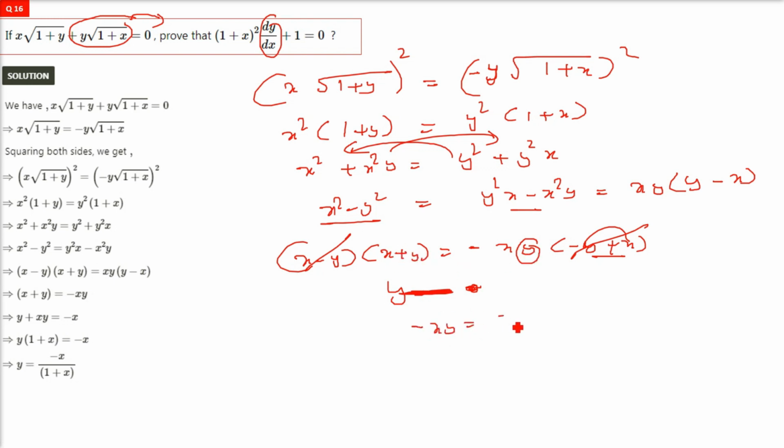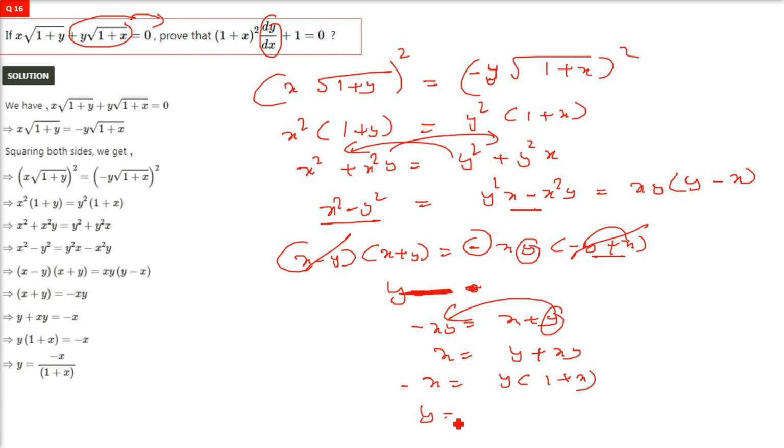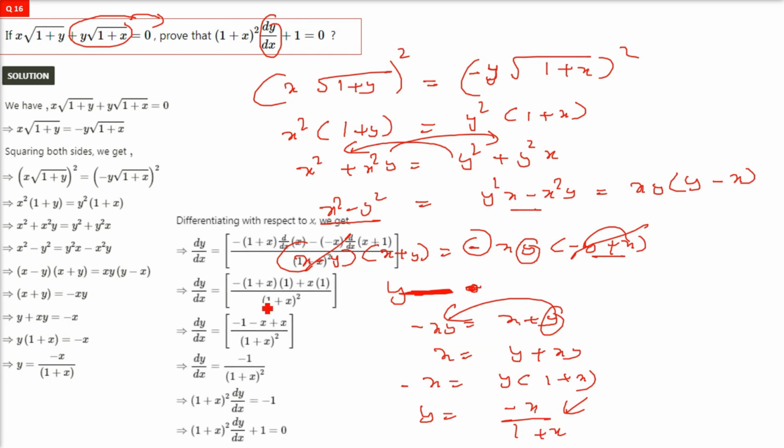I hope you got the idea: minus xy equals x plus y, and we have to find y. So let us take y on one side. So this y goes here, x will be y plus xy, and because it was already a negative one, remember, we have x equals, this negative is already there. So we have y equals negative x by 1 plus x. Now this is what we wanted: y on one side, x on the other side.